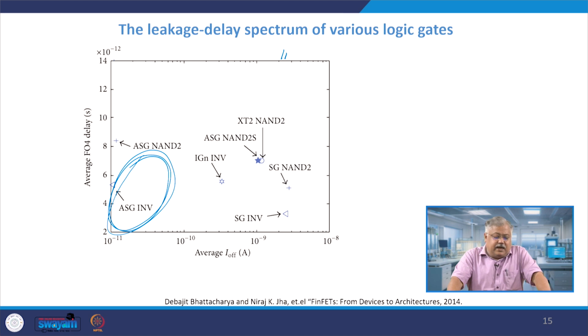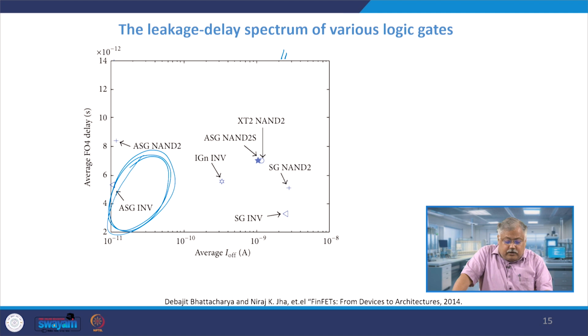They typically have an average FO4 delay which is relatively small, approximately 5.3 to 5.4 picosecond, and typically the average I off currents are much smaller, approximately 10 to the power minus 12 amperes. So around 10 pico ampere current is there. So you can see that preferred are these.